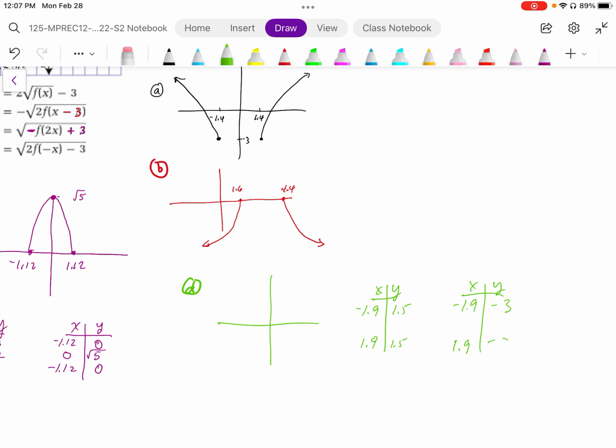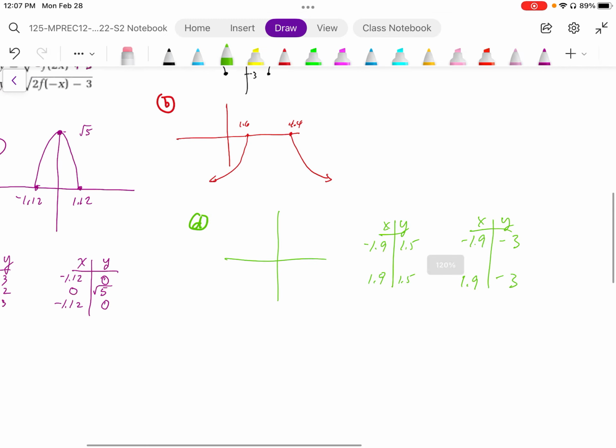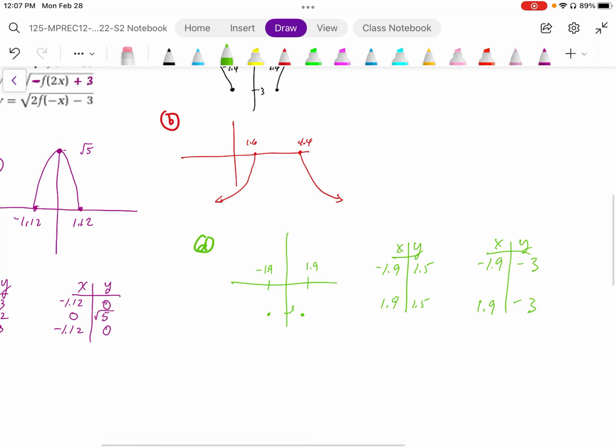So that's going to give me my coordinates at negative 3, and then I can show my transformation from there. So negative 1.9 and negative 3. And it's going upwards because it hasn't been flipped. It's going to be slightly vertically expanded as well by a factor of 2, because we multiplied by 2 first and then bent the graph down.